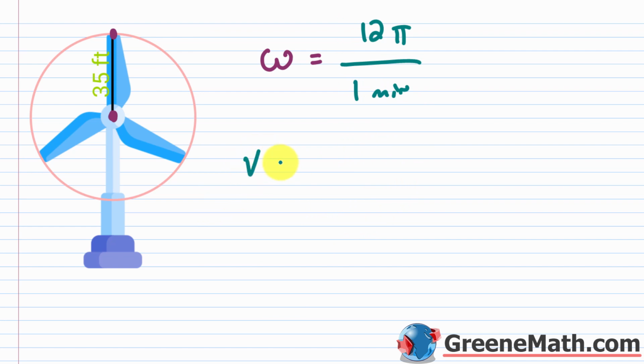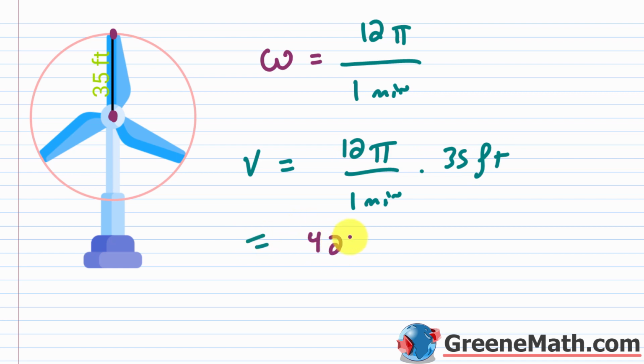And I'll say that v, which is my linear speed, is the angular speed, so 12 pi over 1 minute, multiplied by your radius, which is going to be 35 feet. And nothing is going to cancel here. So really you just do 12 times 35, and that's going to be 420. So this gives me 420 pi, and this is going to be feet per 1 minute, or per minute if you want to say it that way.